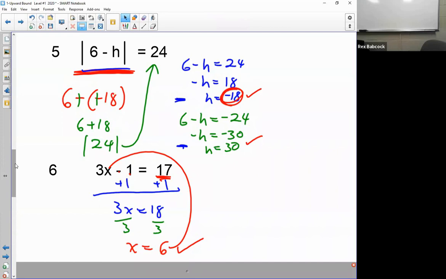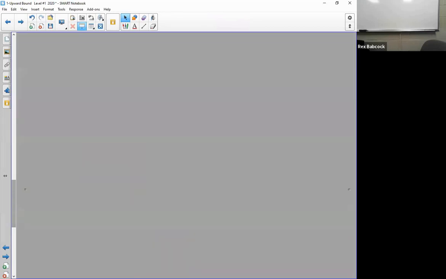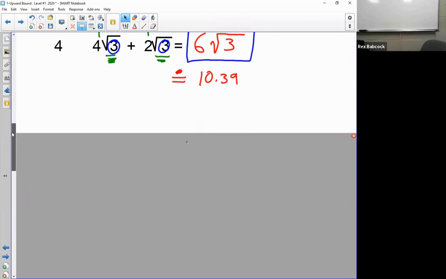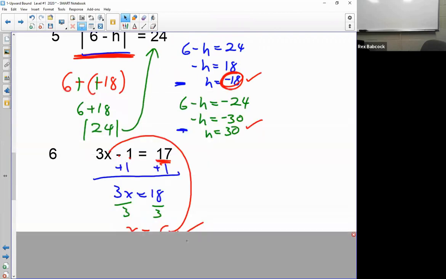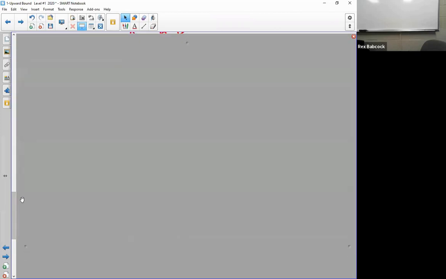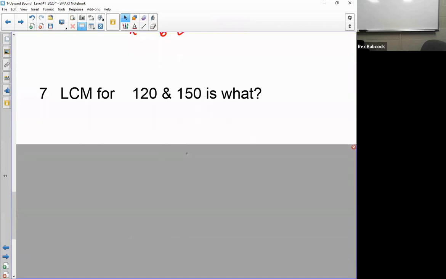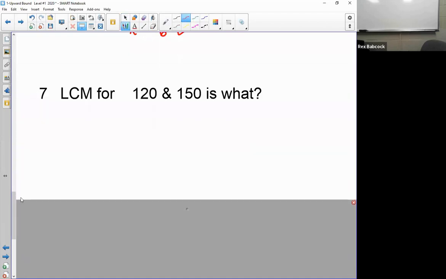So there's 2 different types of equations we saw. One with absolute value, one without. Okay, next example. We did the greatest common factor, but can you do the least common multiple? Let's do one of those for practice. Least common multiple. Well, the first thing you do is find the greatest common factor.